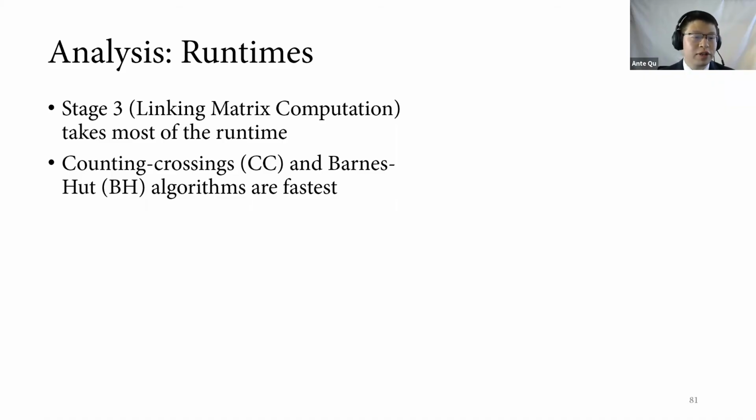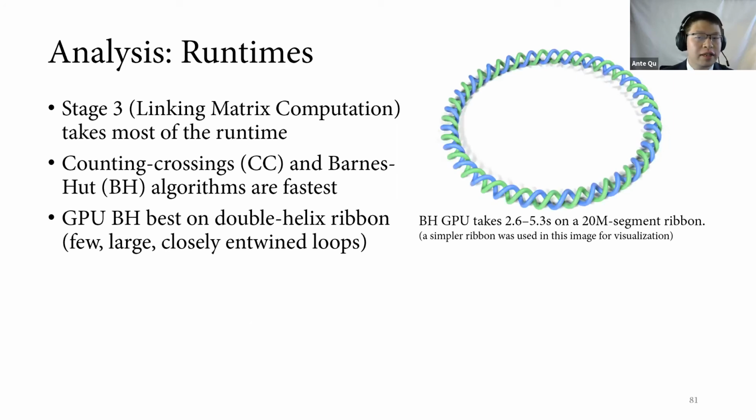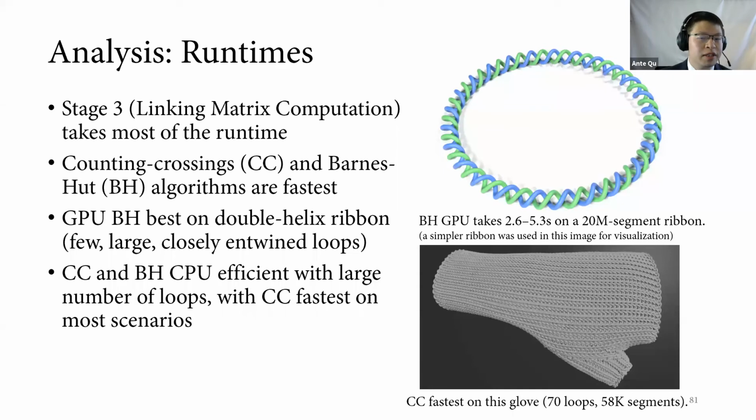So we analyzed our runtime performance. In most cases, stage 3, the linking matrix computation, takes most of the runtime. The counting crossings and Barnes-Hut methods are the fastest in most cases, taking advantage of tree structures but still remaining cheap. In particular, the GPU Barnes-Hut algorithm shines on large double helix ribbons, taking only 5 seconds on a 20 million segment ribbon. This could be useful for DNA topology computation. Counting crossings and Barnes-Hut are also efficient in examples with more loops, such as the deformed glove.